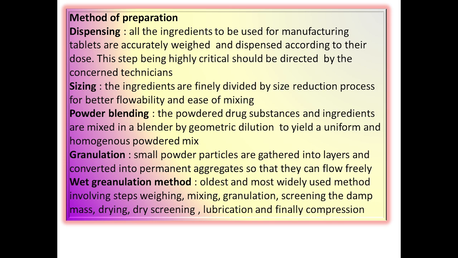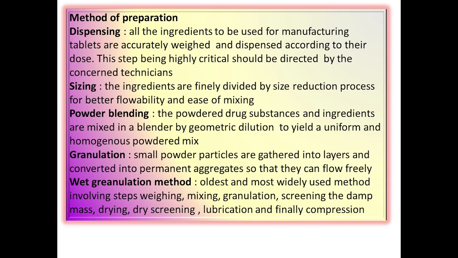in mixing. Powdered blending. The powdered drug substance and ingredients are mixed in a blender by geometric dilution to yield a uniform and homogeneous powder mix. So after weighing of ingredient, size reduction is followed by mixing powdered drug substance and other ingredients, that is active pharmaceutical ingredient and excipients are mixed together so that uniform homogeneous powder mixture is produced.